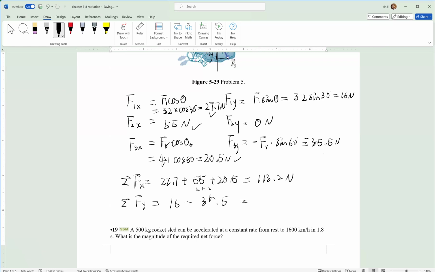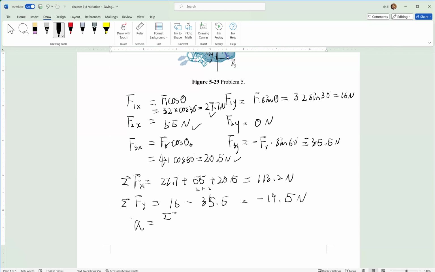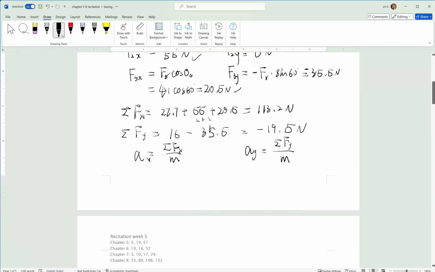What you are going to get. You are going to get negative 19.5 Newton. Okay, and after that, you have to calculate your acceleration. Your acceleration will be equal to net force divided by mass. Okay, net force along x direction, and AY will be equal to net force along y direction divided by m.